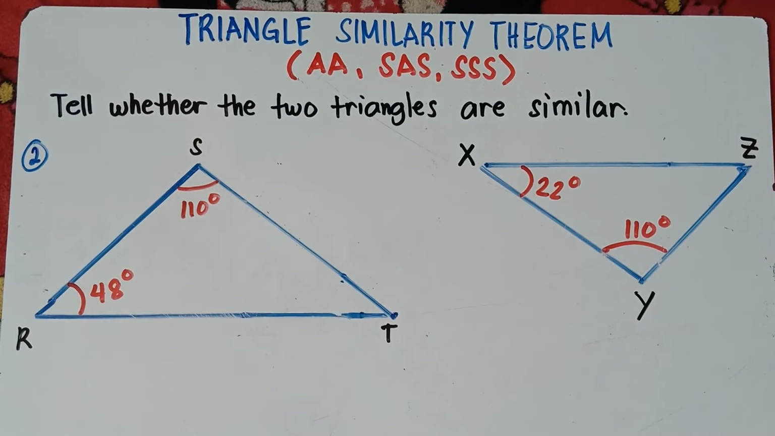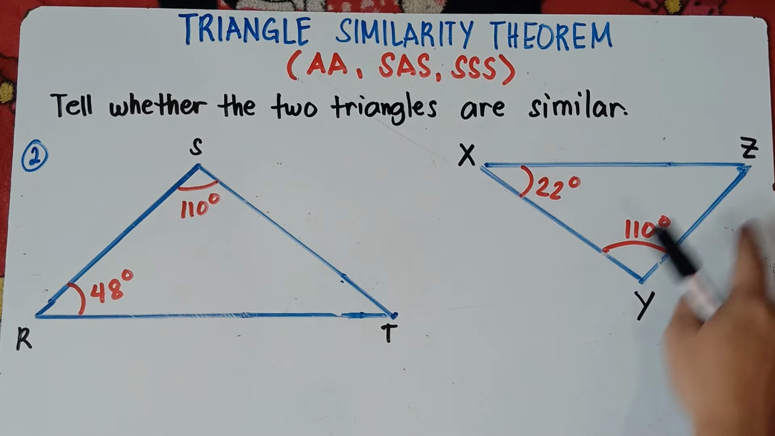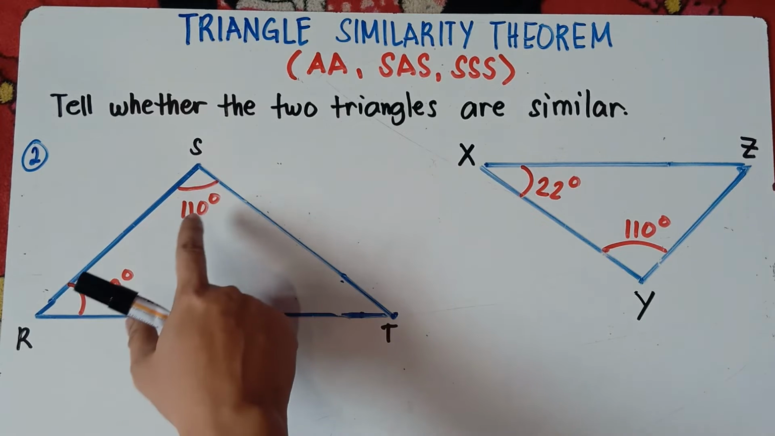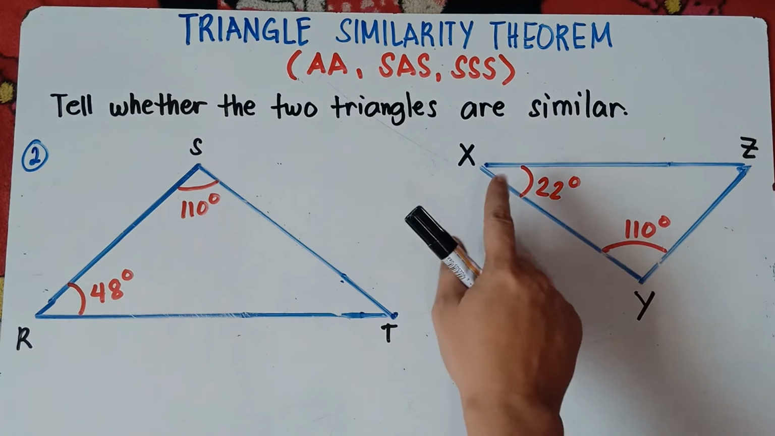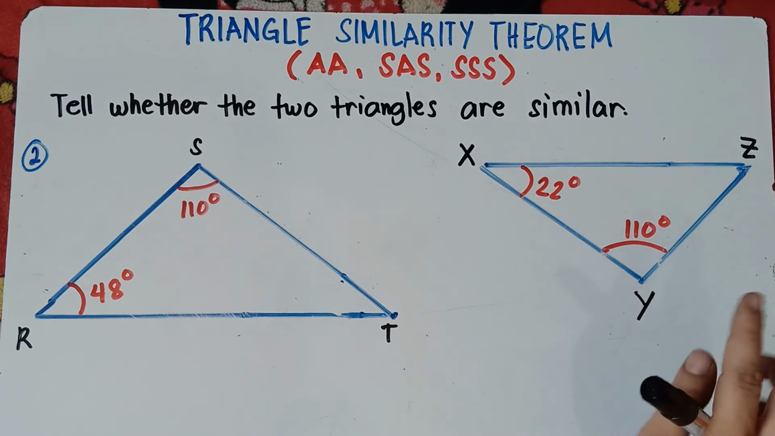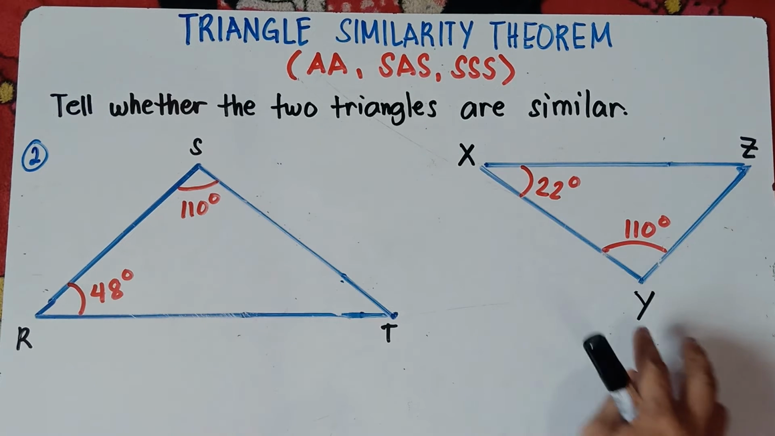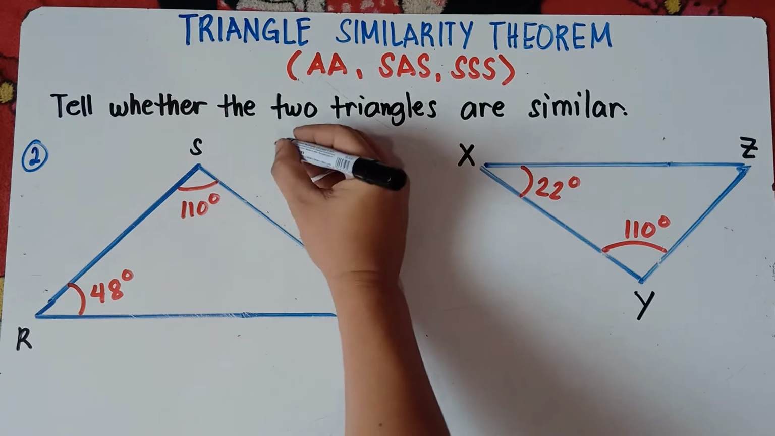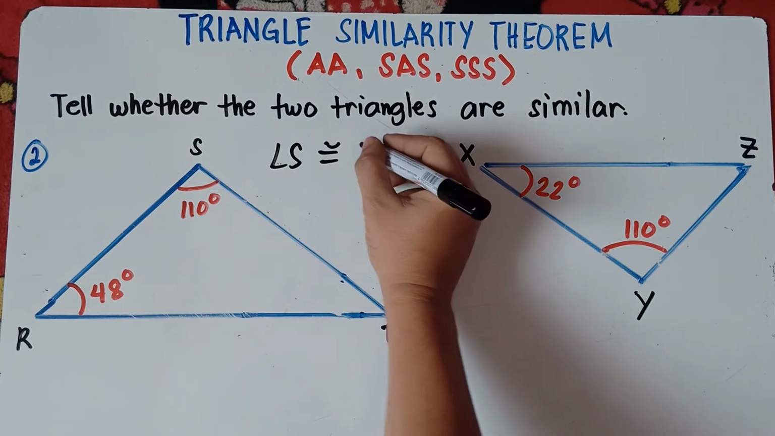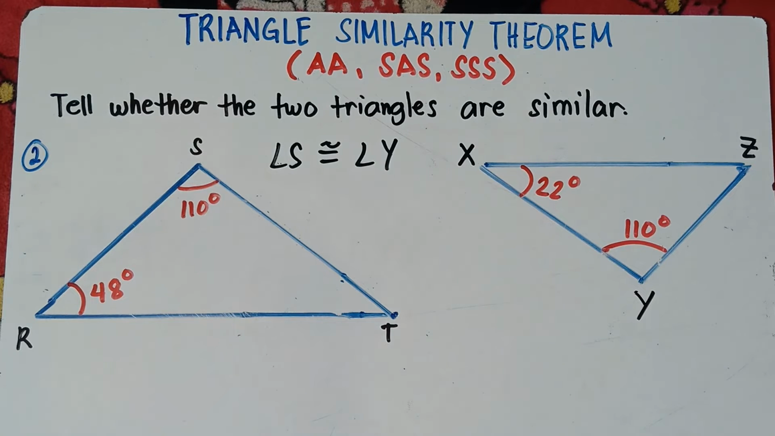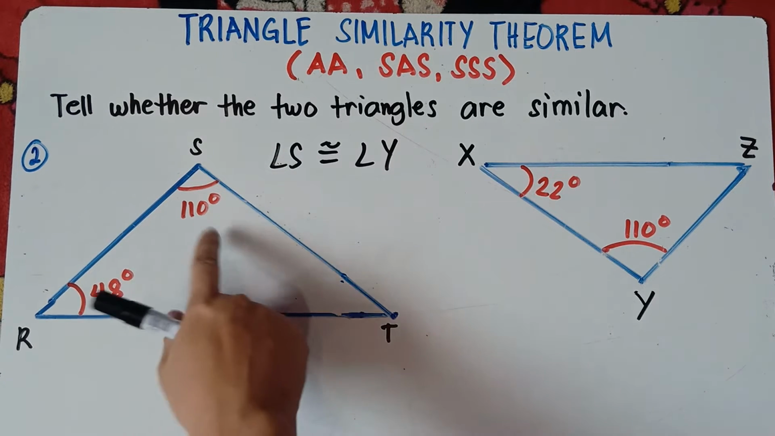Alright, so number 2, we are given triangle RST and triangle XYZ, and given angle R is 48 degrees, angle S is 110 degrees, angle X is 22 degrees, and angle Y is 110 degrees. Therefore, we can say that angle S is congruent to angle Y, and we're still lacking one pair of congruent angles.